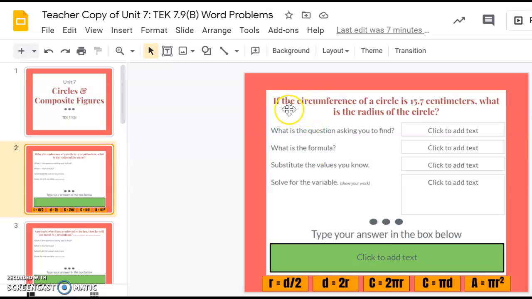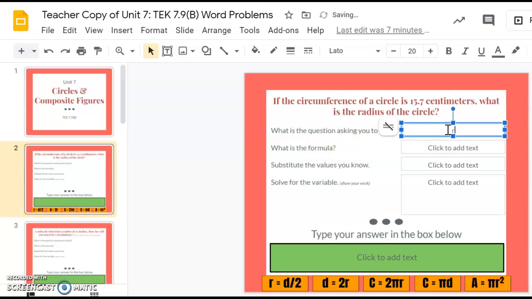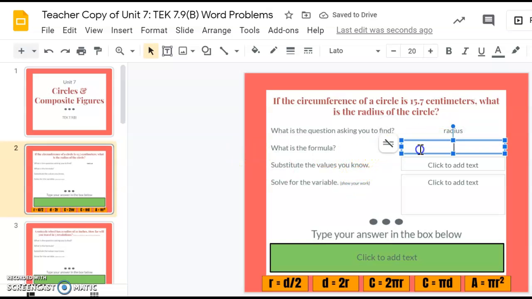So for instance, if the circumference of a circle is 15.7 centimeters, what is the radius of the circle? So the first thing you need to answer is, what is the question asking you to find? It's asking me to find the radius. So you're going to type that in that box right there. So what is the formula for finding a radius?